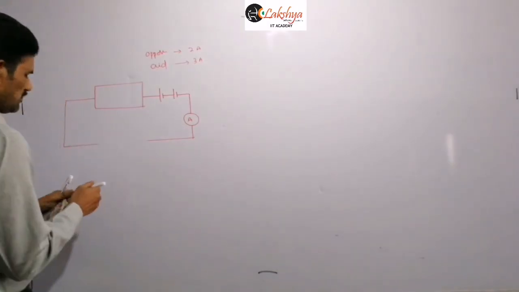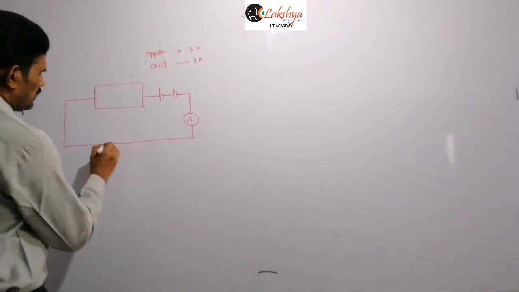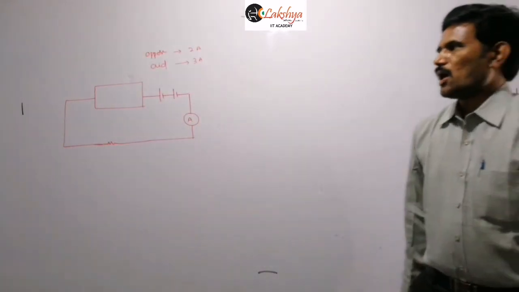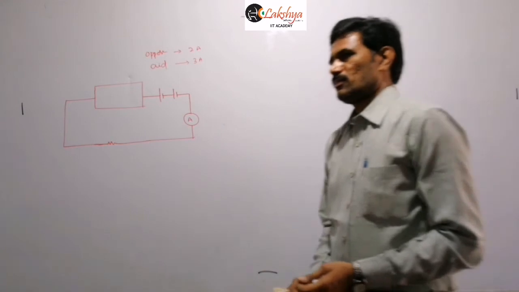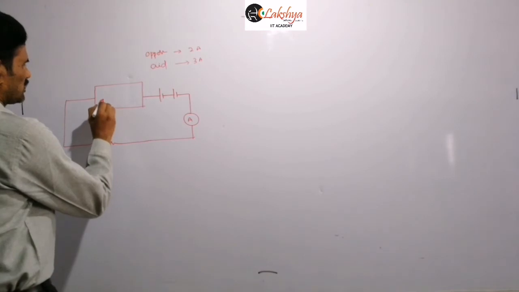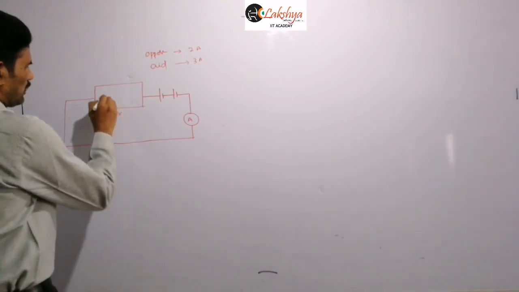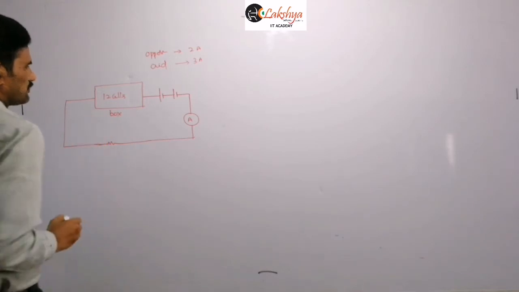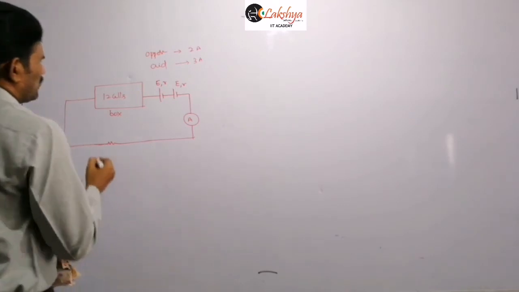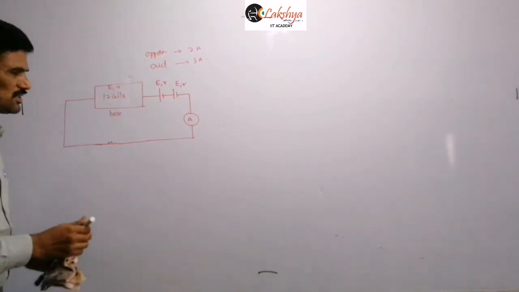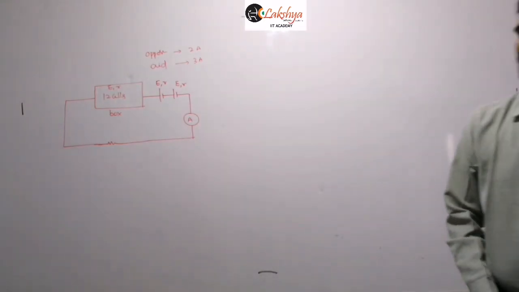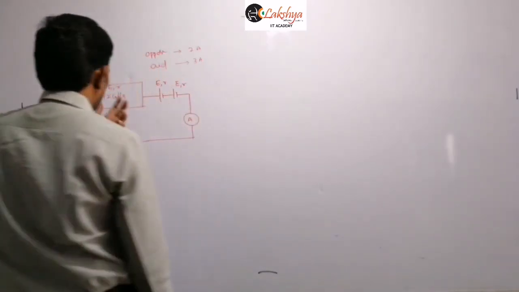Let us assume some resistance is also there here. So then your question is: find how many cells are connected wrongly in that box. So that means these are 12 cells, each of the same EMF and internal resistance, all are identical. That is also given there. So in that box, the 12 cells are there, and some of them are connected wrongly.